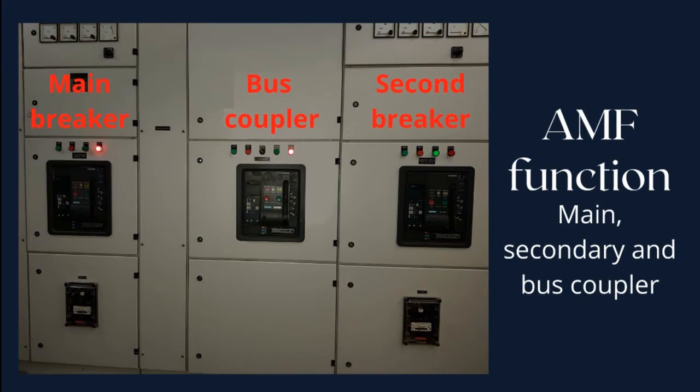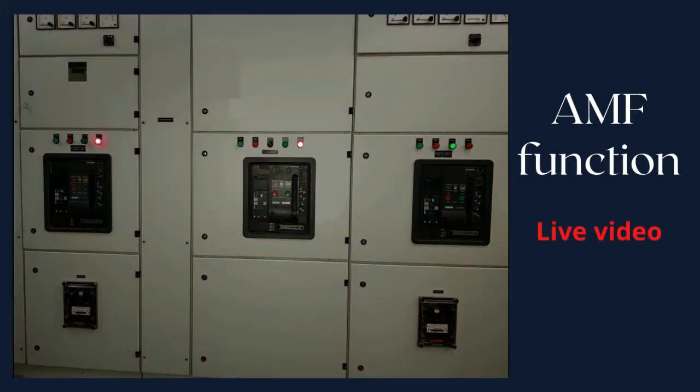The function of the AMF system in a panel with main, secondary, and bus coupler. MSB with 2 incomers and bus coupler, main breaker and bus coupler close with main power. Main power fails. No power in the complete panel. The generator started. Power reaches the secondary side. The secondary breaker is closed. Main and bus coupler breaker open. When power restores, the secondary breaker opens, no power in the complete panel. The main breaker closes and after 2 seconds the bus coupler will be closed.